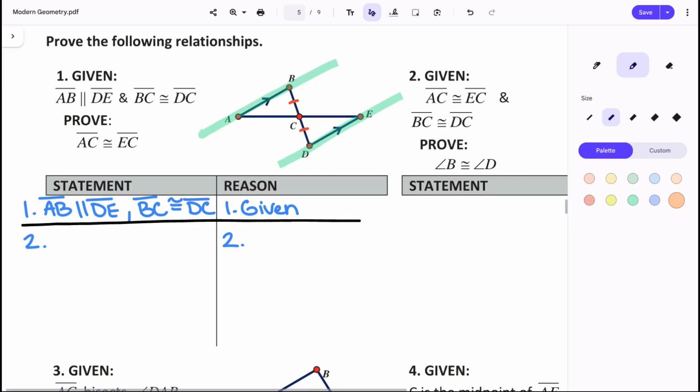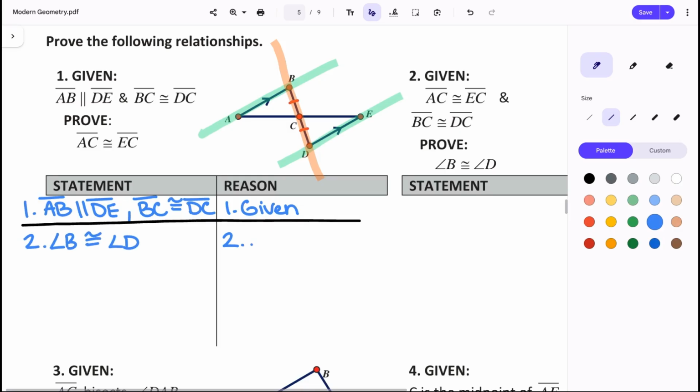B to C to D, or you said A to C to E. Okay, you could use either one. And honestly, we could use both if we really wanted to here. Let's start with B, C, D. If I just highlight that one. Where would the alternate interior angles be? B and D. So I'm going to go ahead and write that down. Angle B is congruent to angle D because of alternate interior angles.